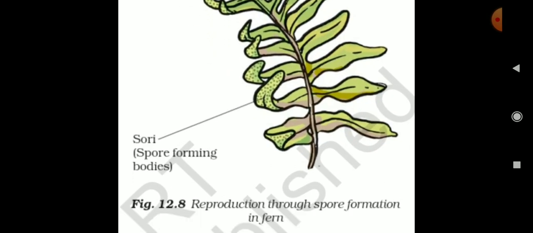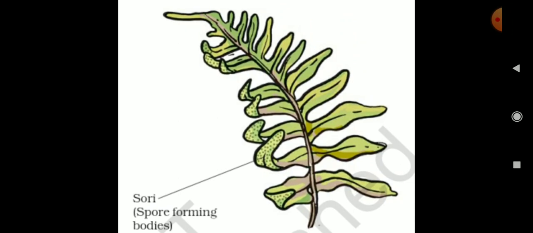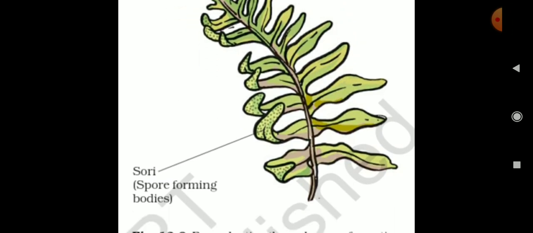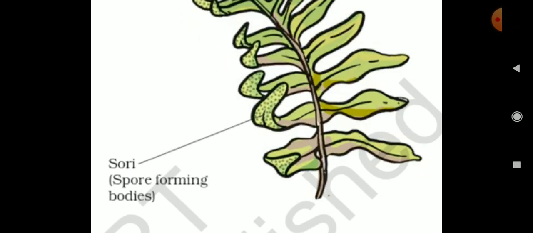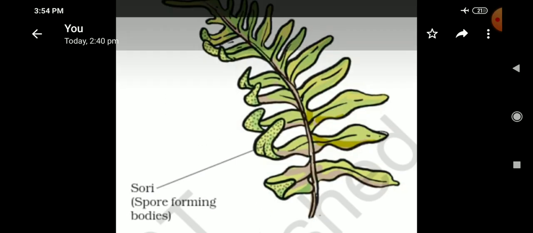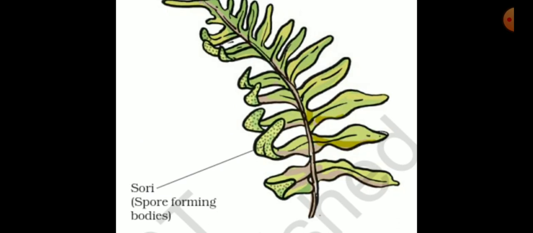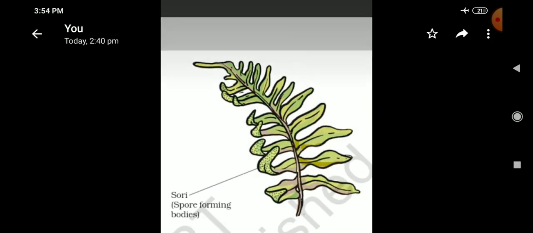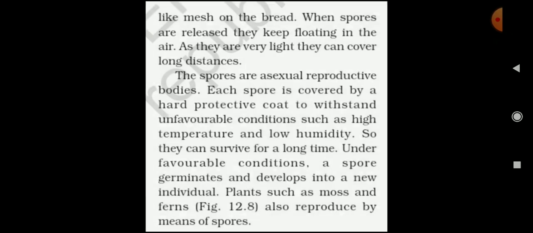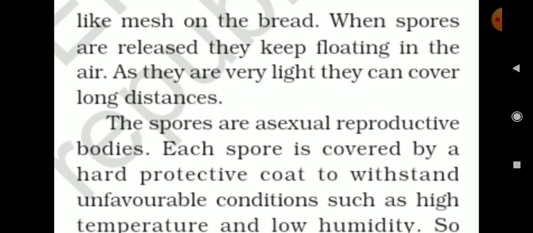Listen, reproduction through spore formation in fern. This one is a fern plant. This one is the spore formation bodies. Can you understand, students? Are you clear? Okay. Listen. The spores in the cotton-like mesh on the bread. When spores are released, they keep floating in the air. As they are very light, they can cover long distances.